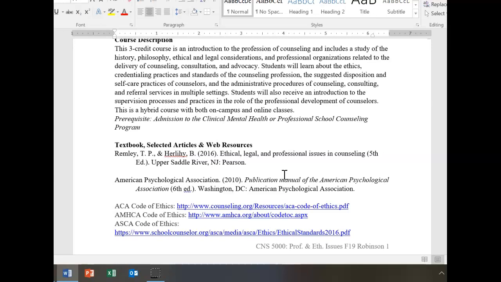Sometimes articles come across and I think it's relevant, and so I'll post it. But predominantly, these are definitely the things that we're going to be using.